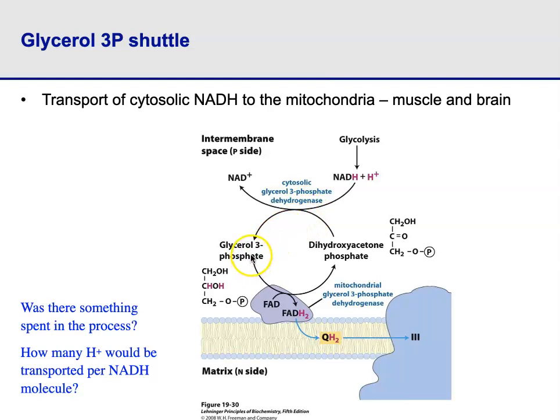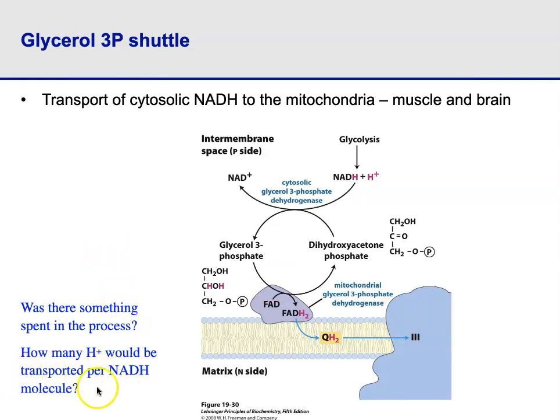Now, the glycerol 3-phosphate, with the help of the mitochondrial glycerol 3-phosphate dehydrogenase, will be oxidized, transferring an electron pair from glycerol 3-phosphate to FAD, forming FADH2, and then dihydroxyacetone phosphate, which goes either for glycolysis or gluconeogenesis. But that electron pair now from FADH2 gets transported directly to Q, forming ubiquinol. And then from there to complex 3. So, was there something spent in this process? No, no ATP was spent.